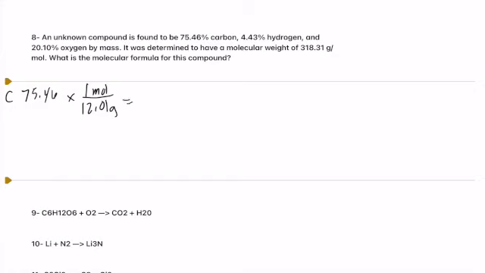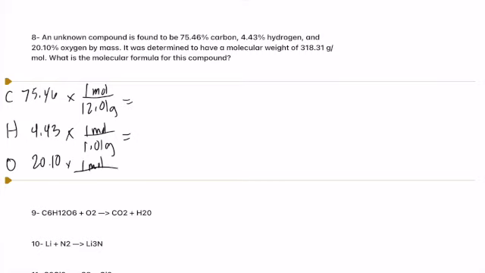Number 8, an unknown compound is found to have 75.46% carbon, 4.43% hydrogen, and 20.10% oxygen by mass. The molecular weight is 318.31 grams per mole. What is the molecular formula of this compound? This is very similar to what we've just done.